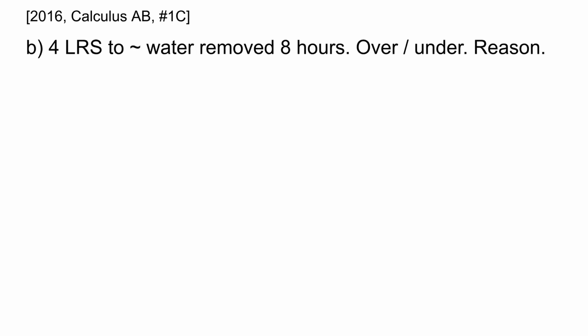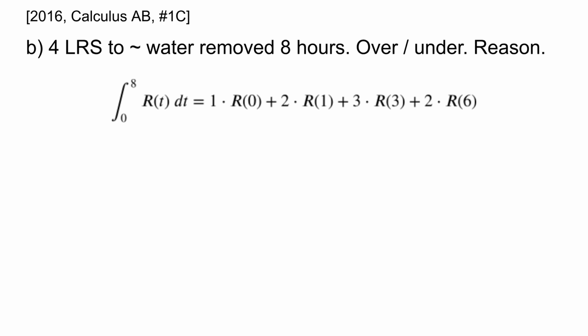In part B of the question, we are asked to use 4 left-hand Riemann sums to approximate the amount of water removed over the 8 hours, and then to determine if this is an over or underestimate and to provide a reason. So using 4 left-handed rectangles, we integrate from 0 to 8 R of t dt, which is going to get us 1 times R of 0 plus 2 times R of 1 plus 3 times R of 3 plus 2 times R of 6 from the table.